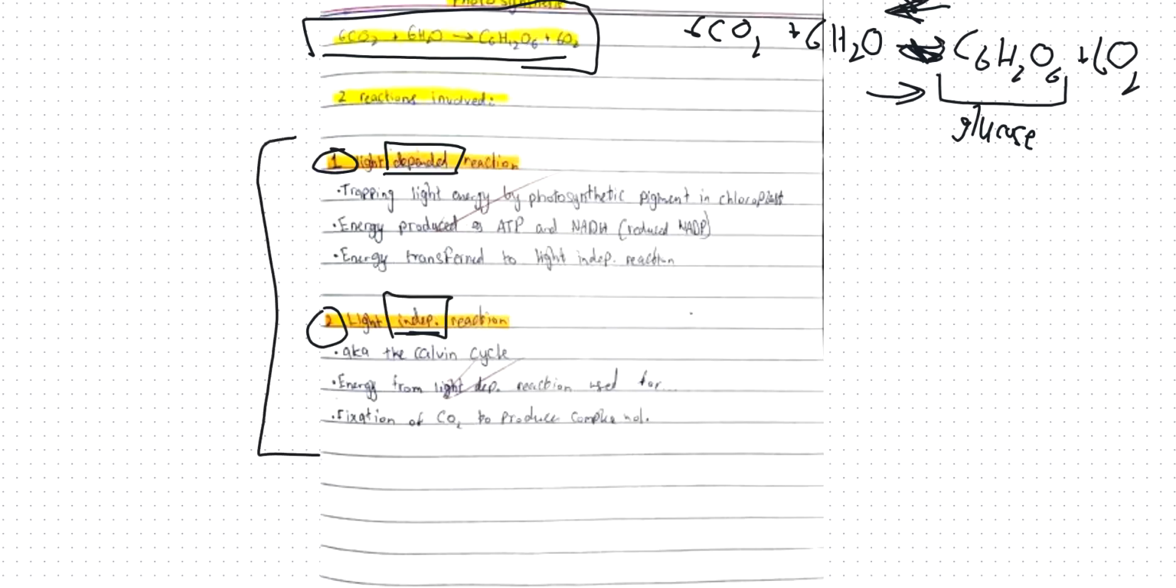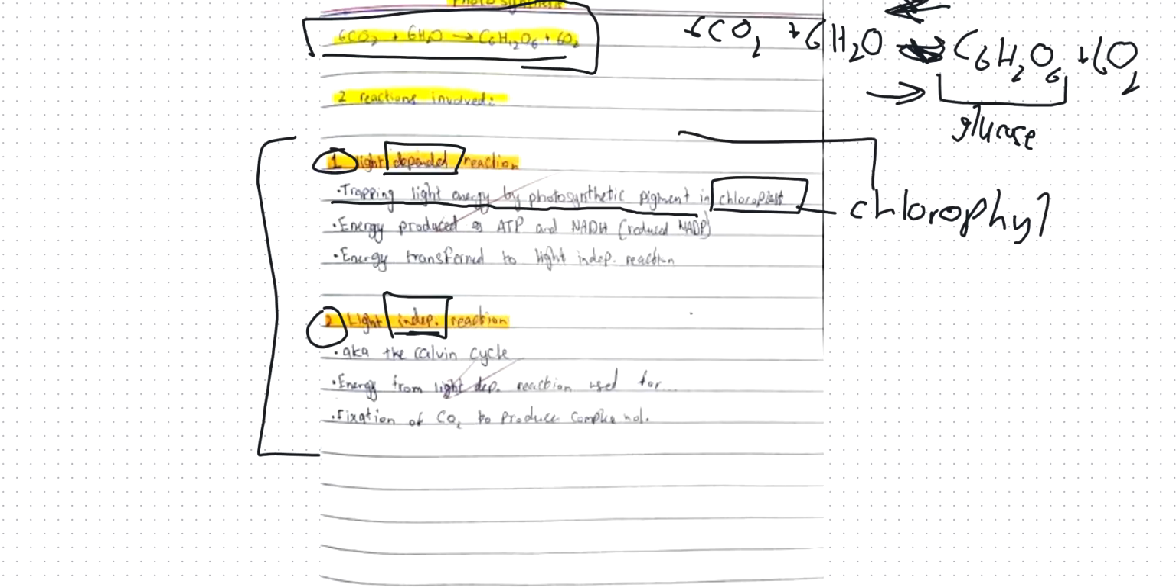So the light dependent reaction: you first trap light energy by photosynthetic pigments in the chloroplast. In your lower classes, you've heard of chlorophyll, right? Chlorophyll is basically a pigment which absorbs light energy. So the role of chlorophyll is to trap light energy, and with the energy from this trapping, you make ATP and NADPH, or basically reduced NADP. And this ATP is then transferred to the next reaction, which is the light independent reaction.